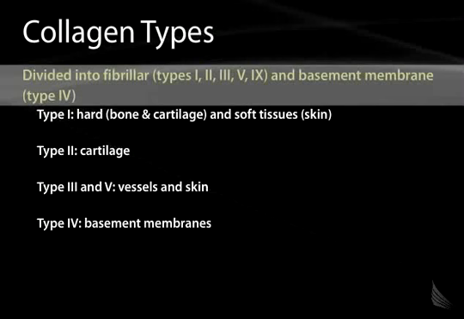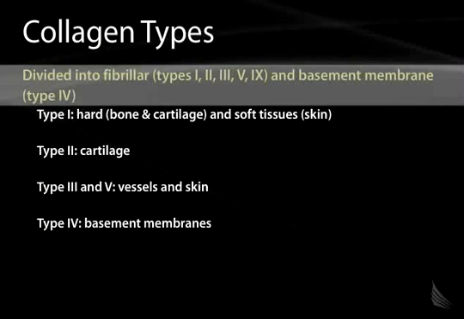There are the fibrillar types of collagen, which are types 1, 2, 3, 5, and 9, which form fibrils, especially in the extracellular matrix. And then there's the basement membrane type collagen, which is responsible for creating the basement membrane and attaching to the cellular contents.